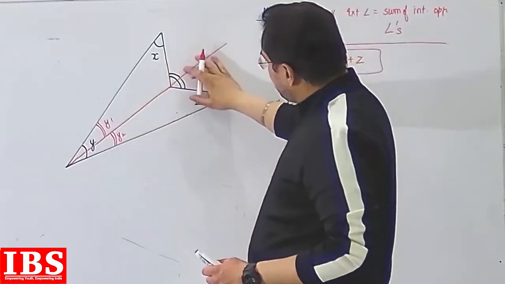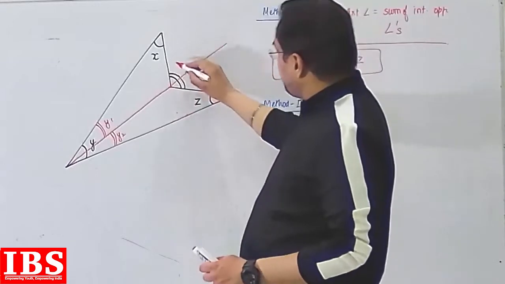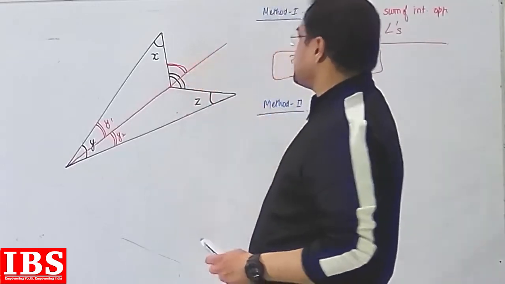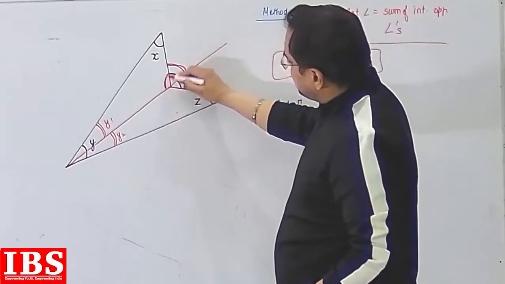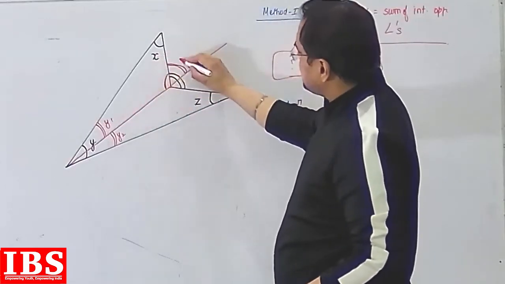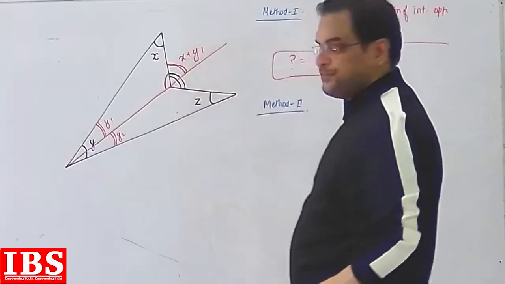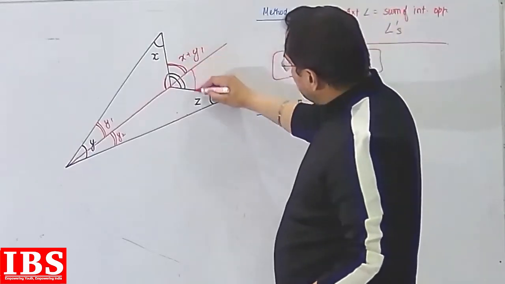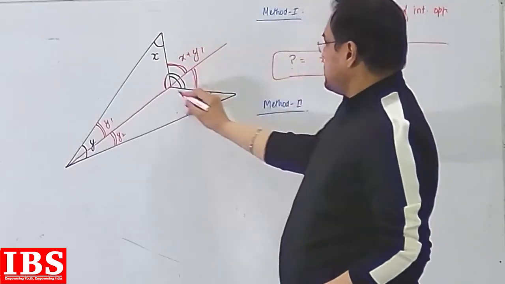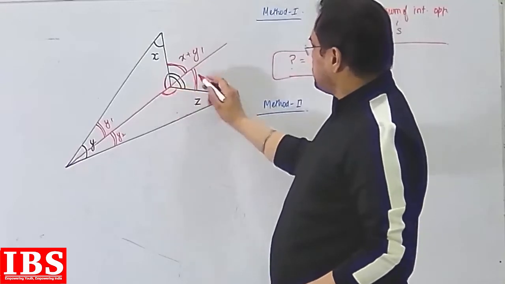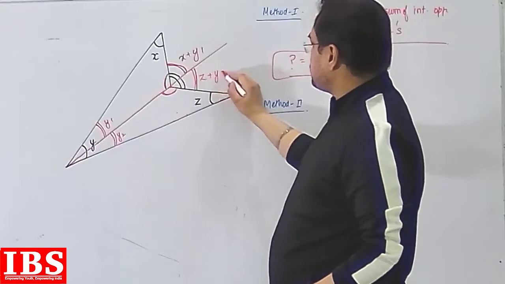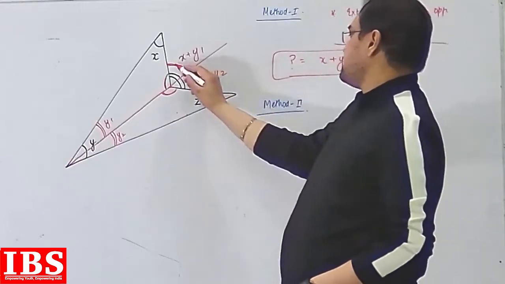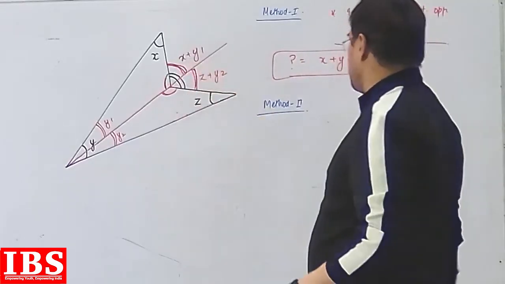Now we need to find out this complete angle. So how do we do it? This angle is the exterior angle of this angle, so this will be equal to the sum of interior opposite angles, that is x plus y1. And this angle is the exterior angle of this angle, so this will be equal to the sum of interior opposite angles, that is z plus y2. And we need to have this complete plus this complete.